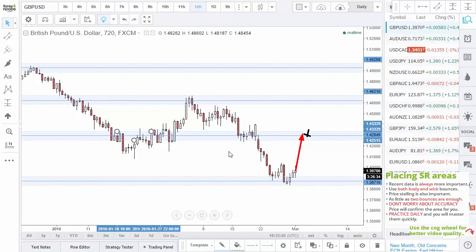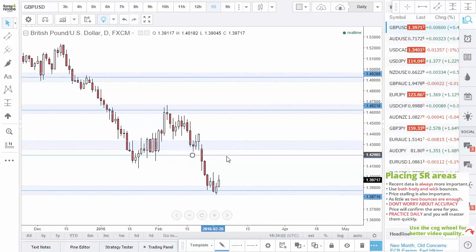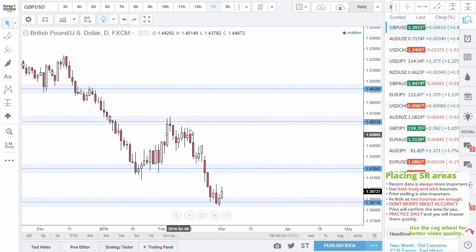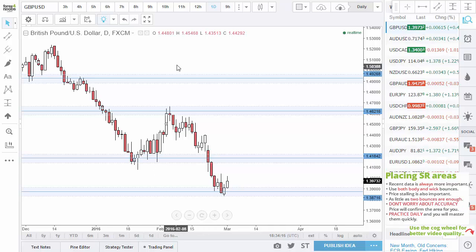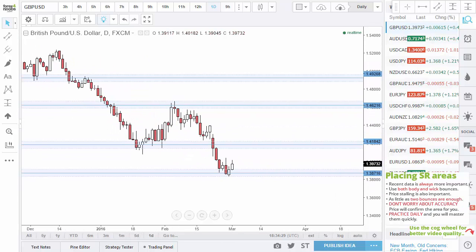So it doesn't matter if you get it wrong with your first placement because price is going to confirm that support resistance area for you. When price pushes through an area, it confirms it for you. I had it roughly there. So when you're placing support resistance areas, placing them accurately is not incredibly important. You just place them generally where you think price has bounced from and where you think the support resistance area exists. That's the important thing. You're placing them based on the most recent bounces you see, based on recent data. And when you place them, you let price confirm them for you.